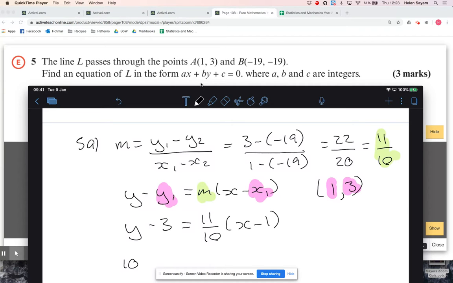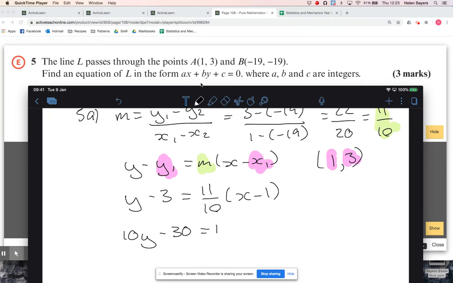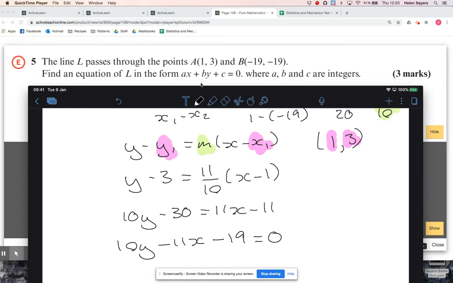I'm going to multiply up by the 10. I'm going to multiply those brackets through by the 11. I'm going to make everything equal to 0, so I'm going to take everything over to the left-hand side. Job done. Okay, any equivalent to that is fine.